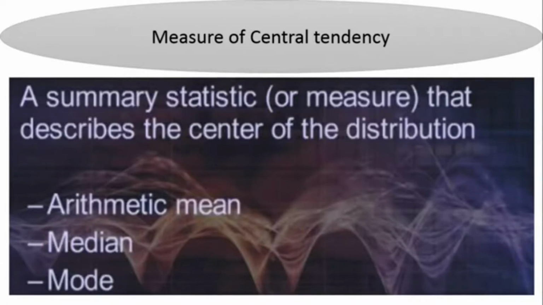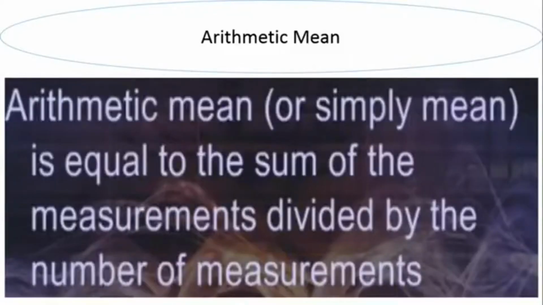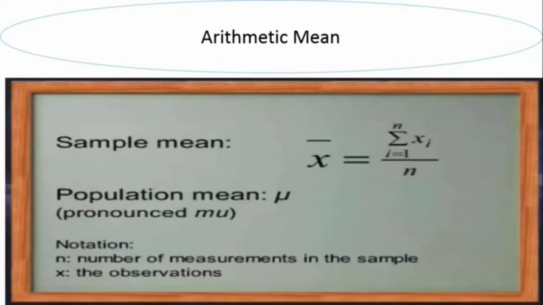The first measure of central tendency I'm going to show you right now is the arithmetic mean, followed by the median and the mode. The arithmetic mean, or simply the mean, is equal to the sum of the measurements divided by the number of measurements. Mathematically, you can see on your screen how to compute a sample mean. A sample mean is equal to the sum of observations divided by the total number of observations.